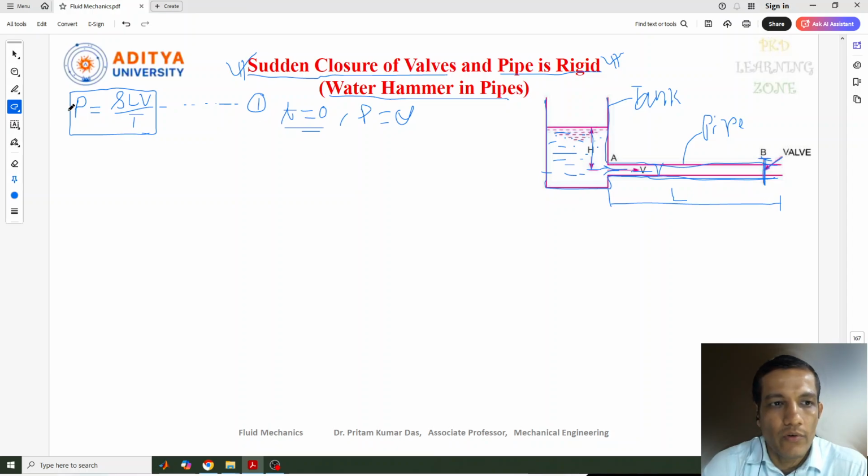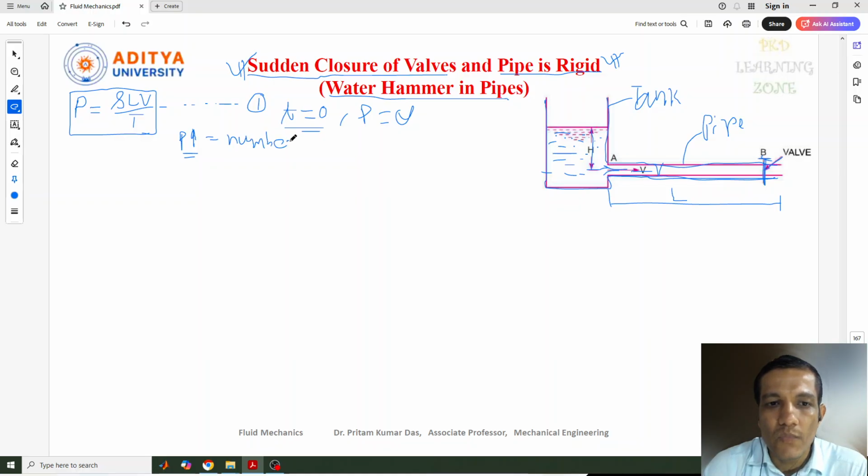So what will the pressure value be? We'll get infinite pressure, as per the formula. But from experiment, it is observed that the increase of pressure due to water hammer is finite. That means some value is there, not infinite. Even if you close the valve suddenly, there will be a finite value, some number there.